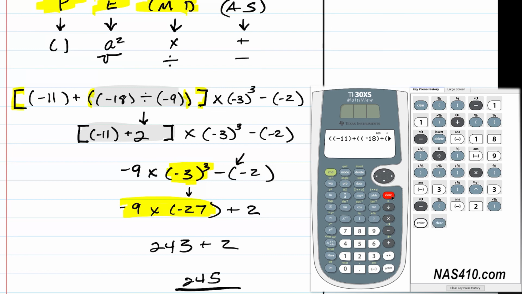So why did I get this syntax error? I actually did this on purpose. Okay, I don't know if you guys picked up on this, but I didn't put a negative here. What I did is I pushed the minus symbol. Okay, you want to use the negative symbol here. So I'm going to fix that and push enter, and I get the right answer, 245.